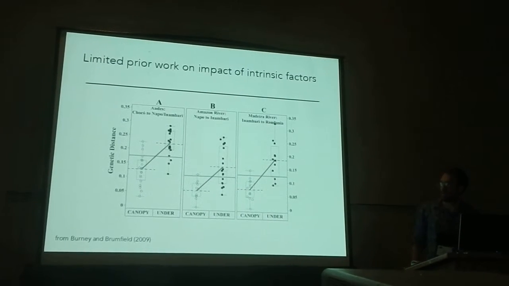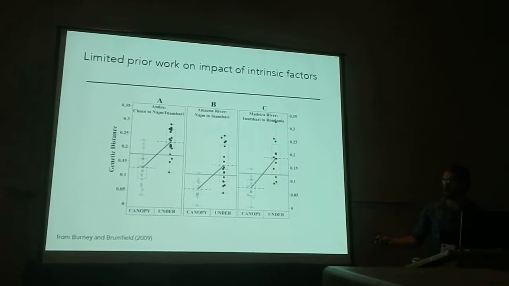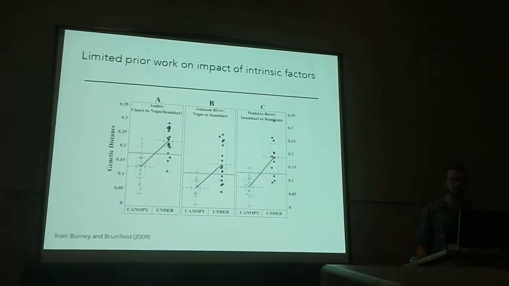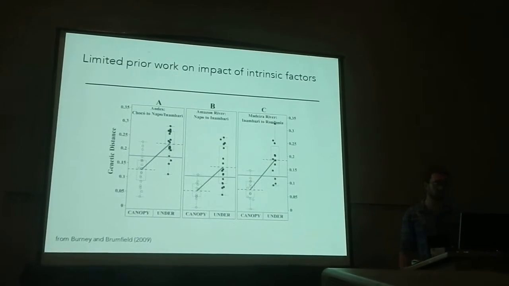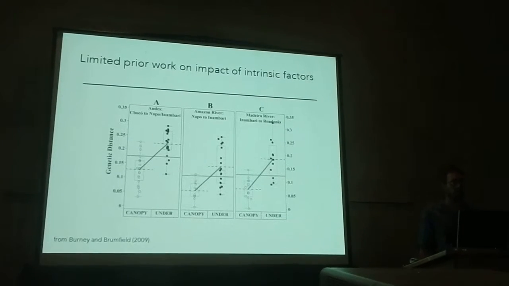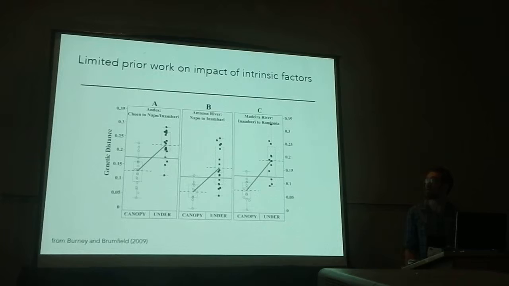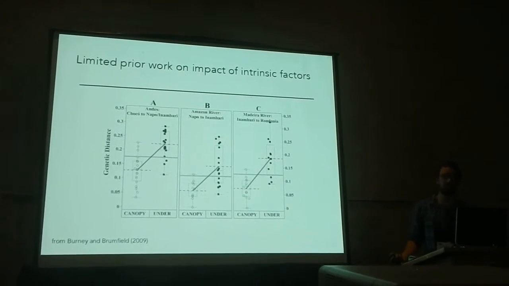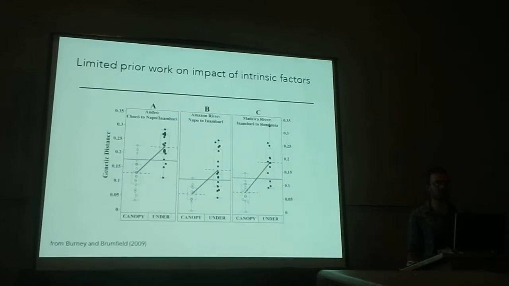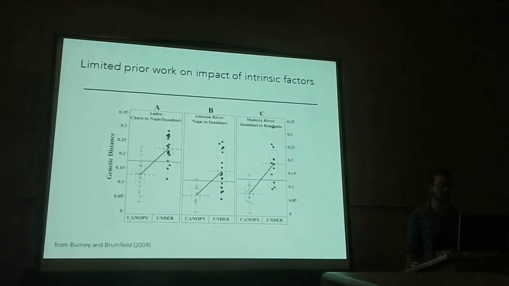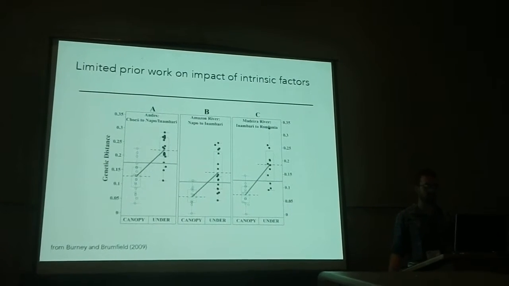And they found that birds that inhabit the understory on the right in each panel here have deeper genetic divergences across these barriers than birds that inhabit the canopy. And what this suggests is that the microhabitat preferences of these species is having a deterministic impact on their evolution or their genetic divergence.